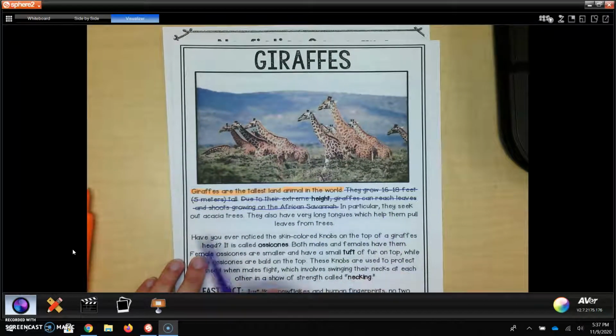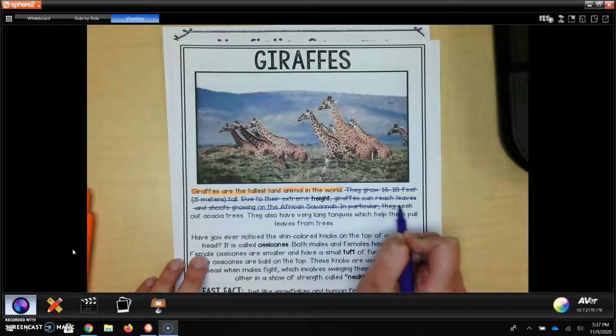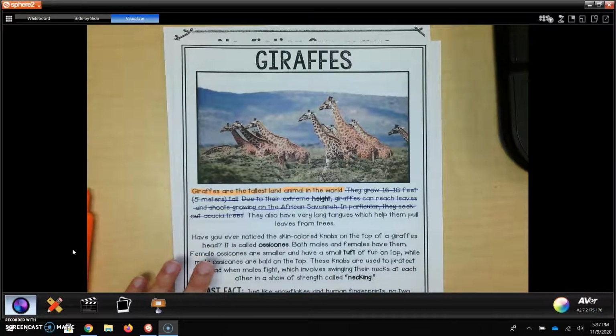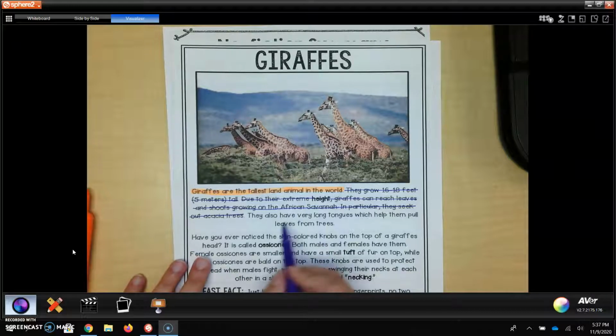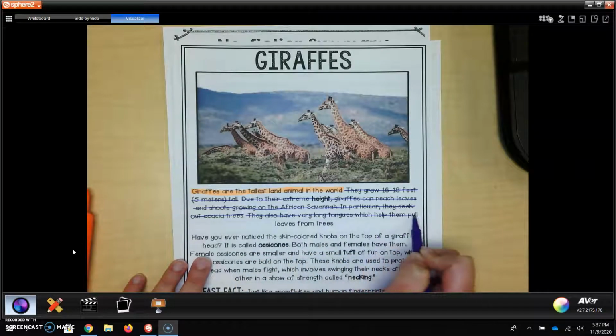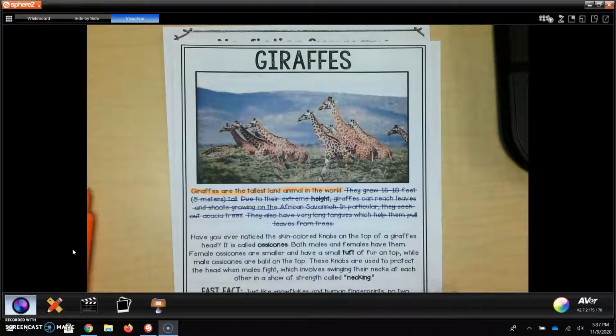In particular, they seek out acacia trees. Once again, that's just a little side fact. We know that they're tall and they eat. They can reach trees. We don't need to know what kind of trees. That's just an extra interesting fact. They also have very long tongues which help them pull leaves from the tree. That's just a very interesting, kind of cool fact that they included. They got really long tongues.